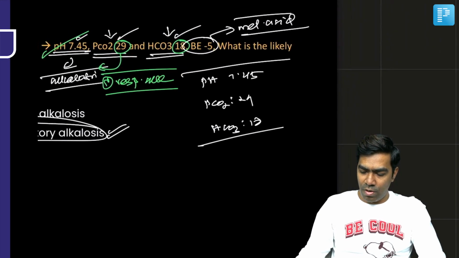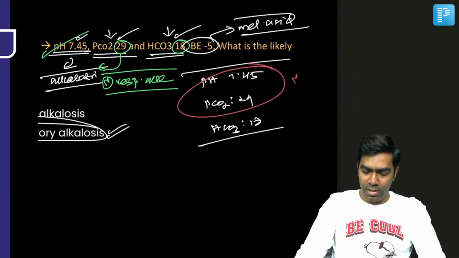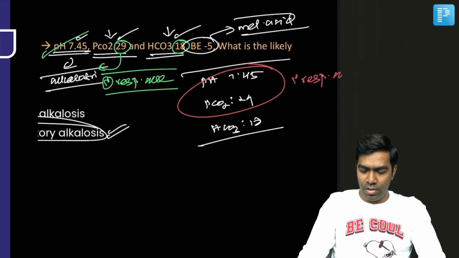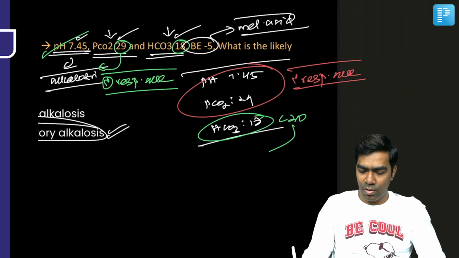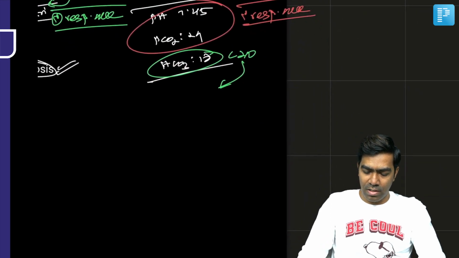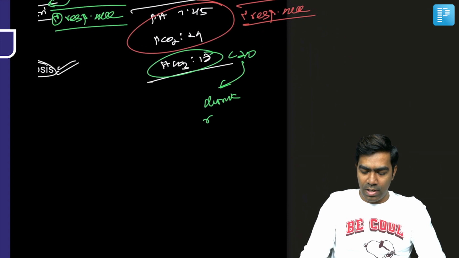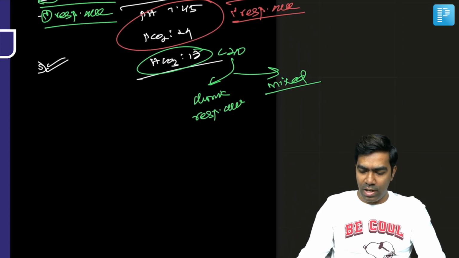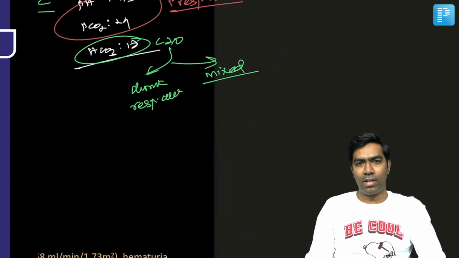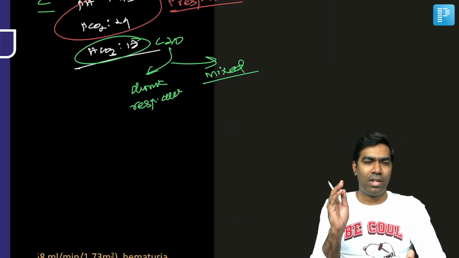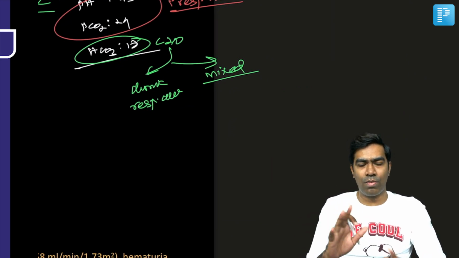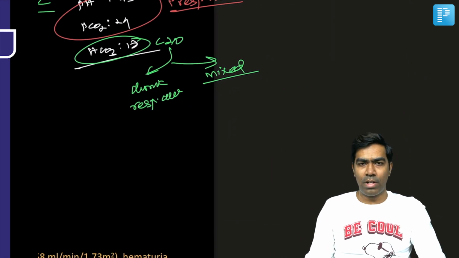So, we have already found out that the patient's primary problem is respiratory alkalosis. In a respiratory alkalosis, whenever the bicarbonate is less than 20, we know that the patient is going to have either a chronic respiratory alkalosis or a mixed disorder. In an isolated acute respiratory alkalosis, the bicarbonate will usually be more than 20, in the range of 20 to 23 or 24. That's going to be the bicarbonate usually.